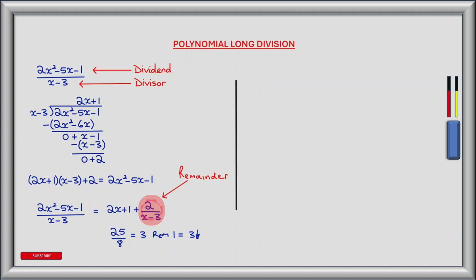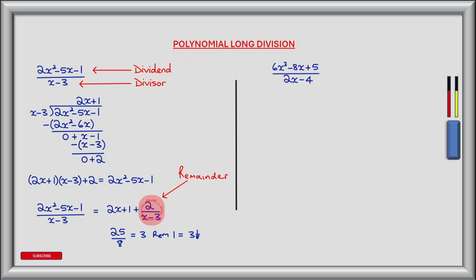To help explain this further, if I was to divide 25 by 8, 8 would go into 25 3 times with a remainder of 1. So the answer would be 3 and 1/8. So that would be 3 with a remainder of 1 divided by the divisor of 8. In the same way, we get our remainder of 2 divided by x minus 3. So it's what's left, which is 2 divided by the divisor x minus 3.